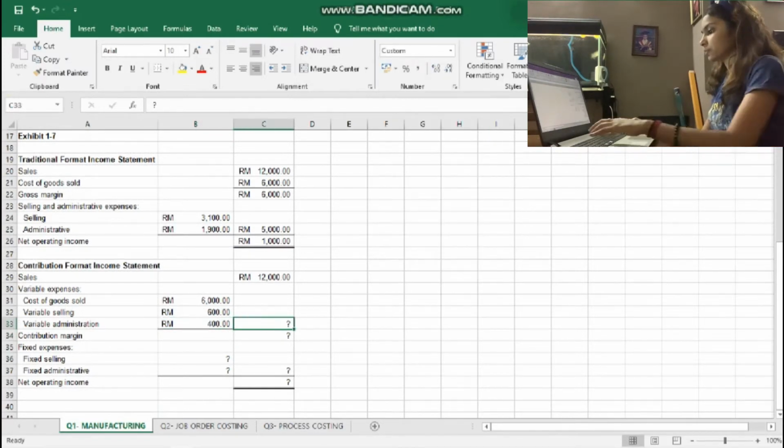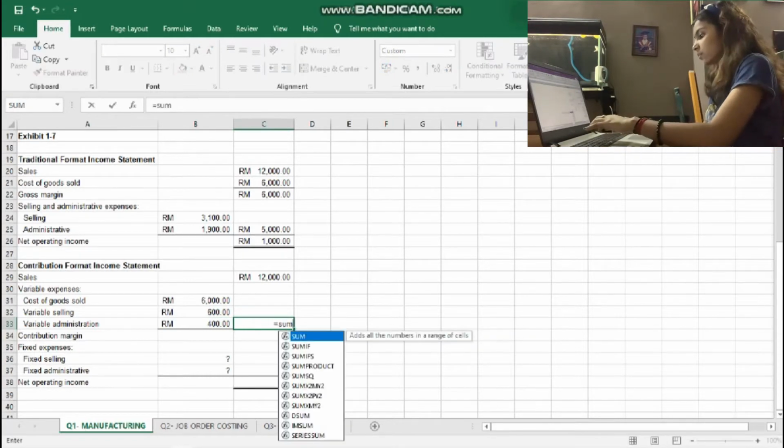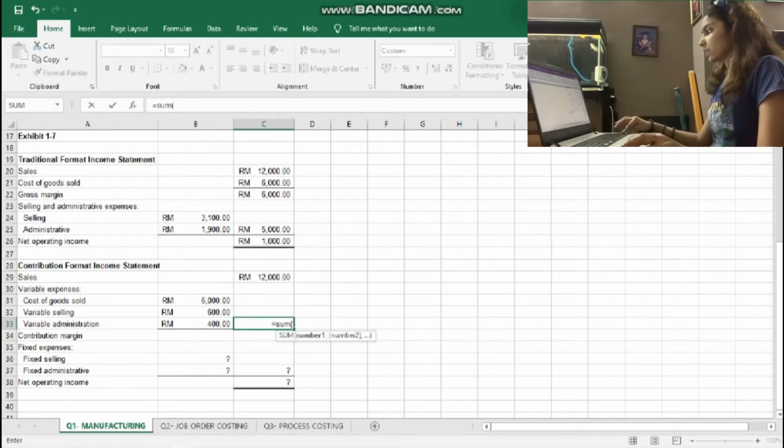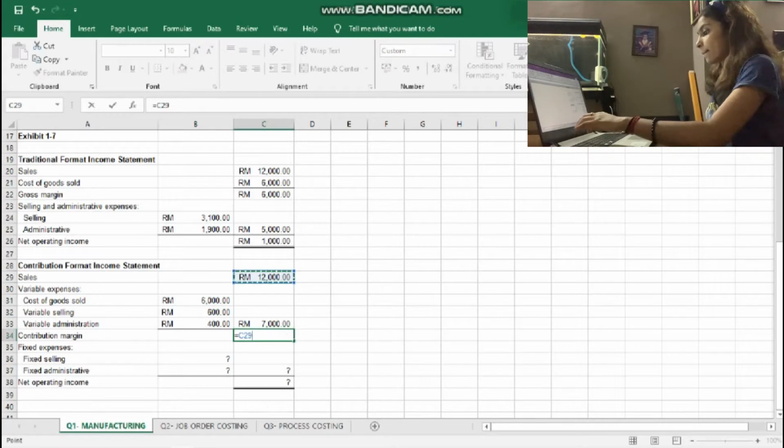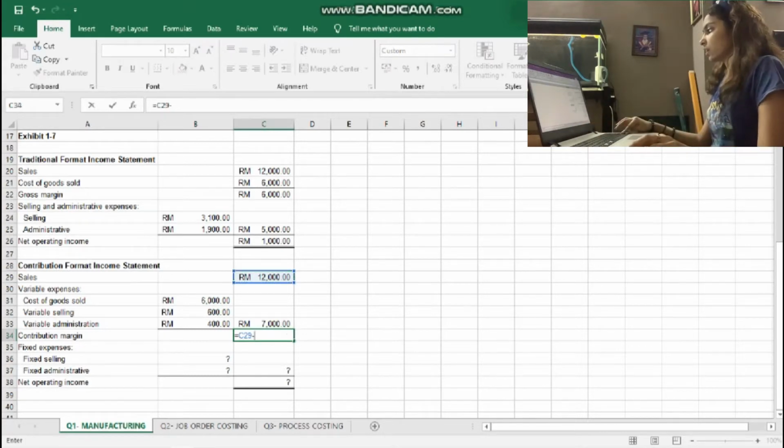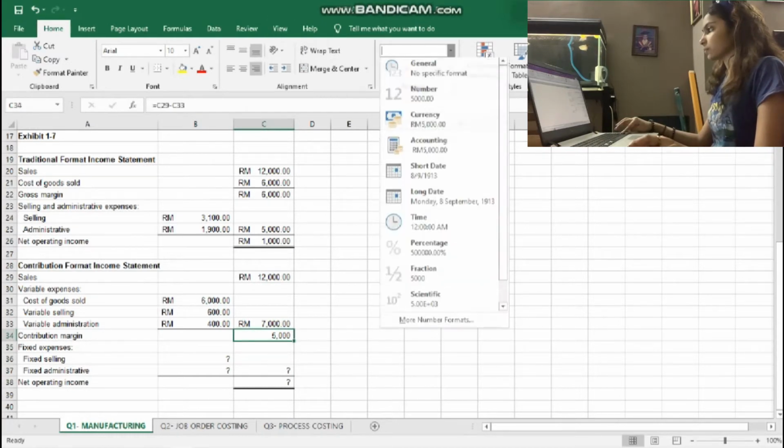So sum bracket, 6,000 plus 600 plus 400 is 7,000. Okay, so the contribution margin is 12,000 sales minus variable expenses. So the contribution margin is 5,000.